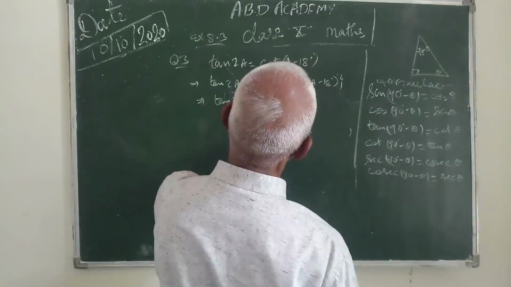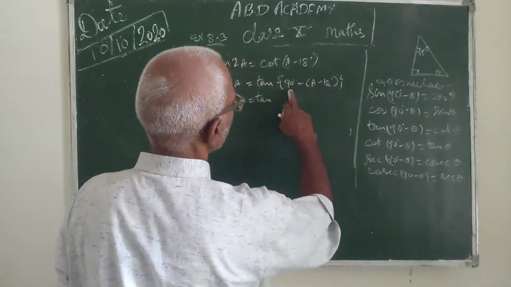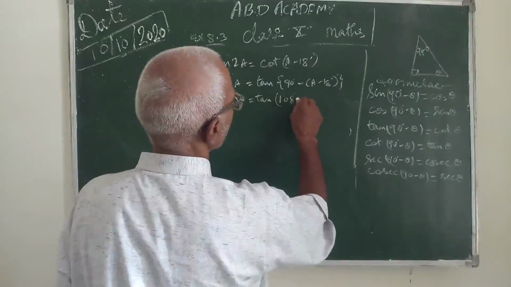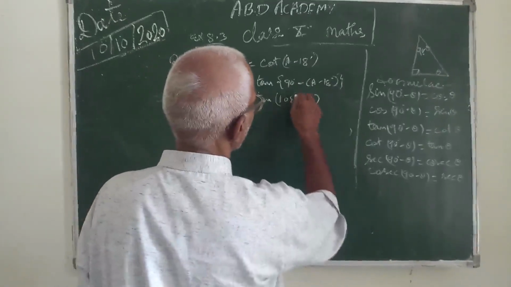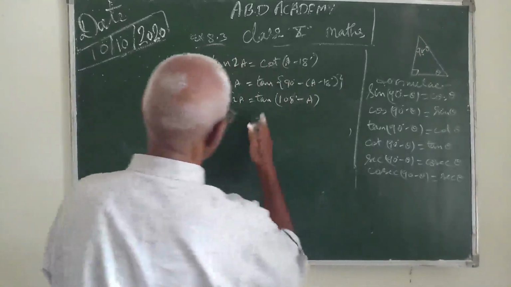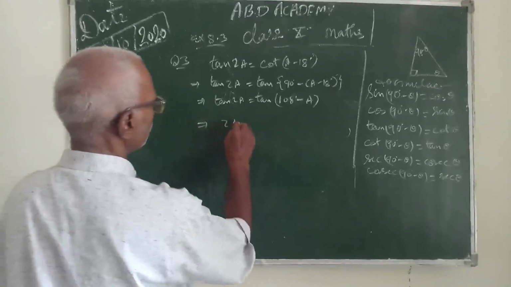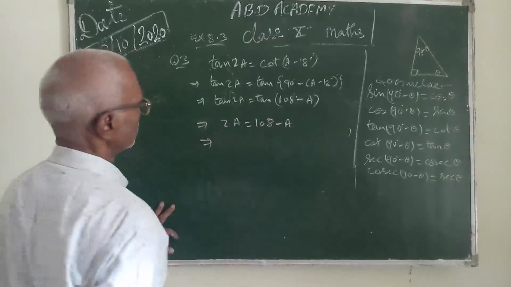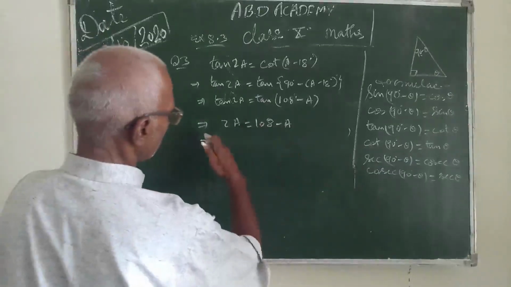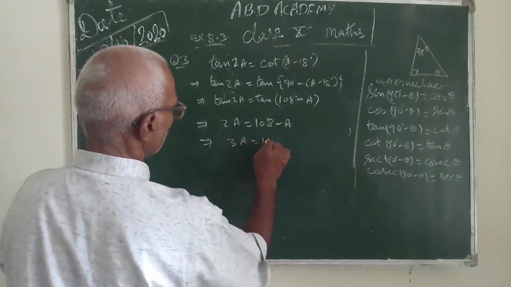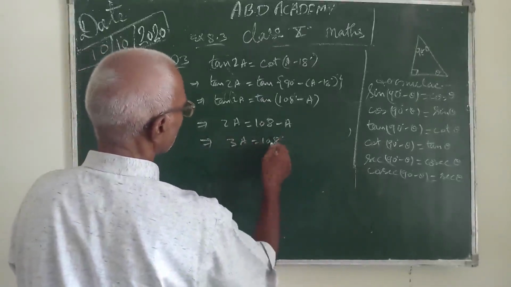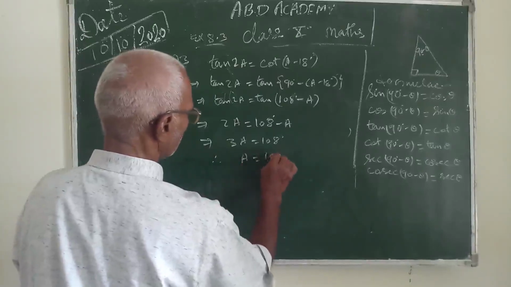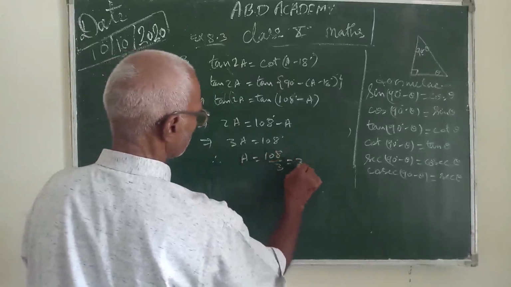Okay. So what comes here? It is 90 plus 18, that is 108 minus a. Tan is on both sides, so 2a is equal to 108 minus a. Remove the operation, don't cut it. Bring a to this side. 3a is equal to 108 degree. Therefore, a is equal to 108 by 3, that is 36 degree.